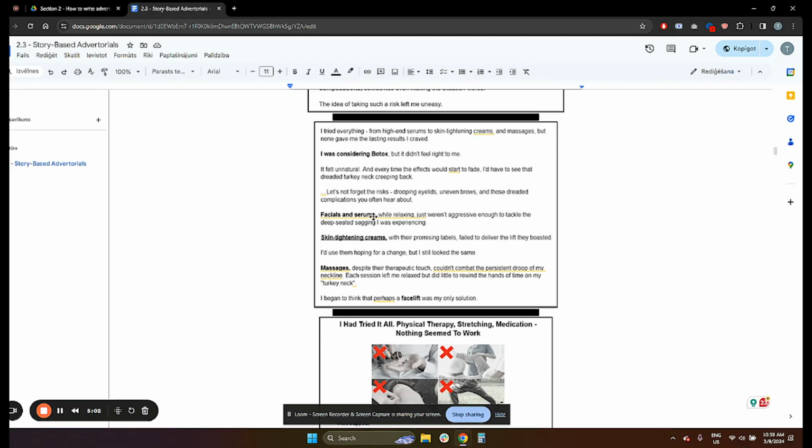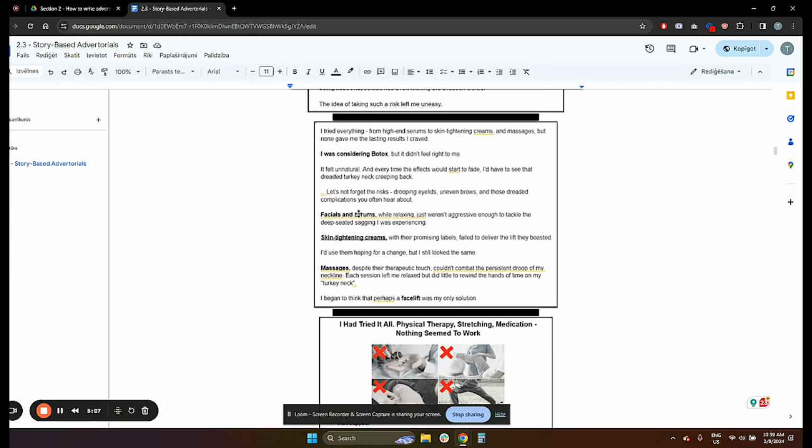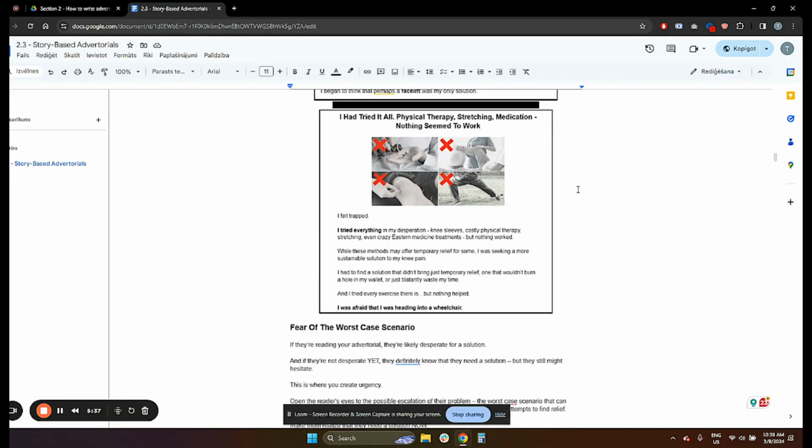Then they also tried facials and serums. "They were relaxing, but just weren't aggressive enough to tackle the deep-seated sagging I was experiencing. Skin tightening creams, with their promising labels, failed to deliver the lift they boasted. I would use them hoping for a change, but I still looked the same." And then massages. You can basically go through each common alternative or solution they might have tried and dismiss it, explaining why it didn't work.